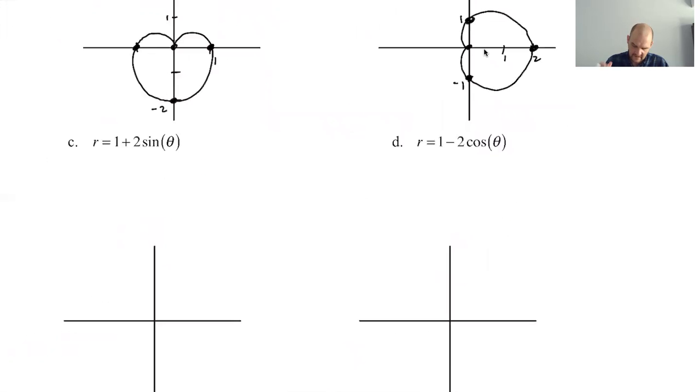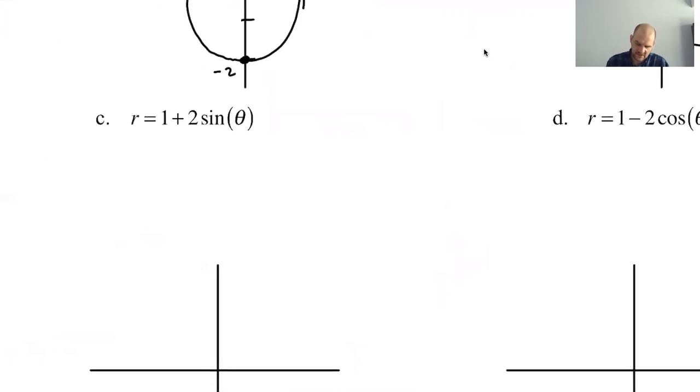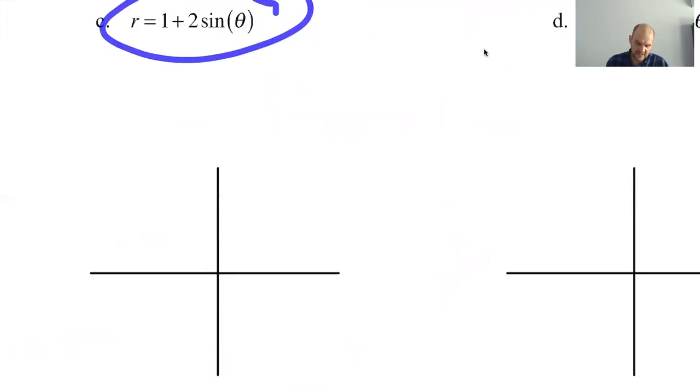These are going well. Limacons, inner loop. All right, so positive sine, so it's going to be predominantly on the y.